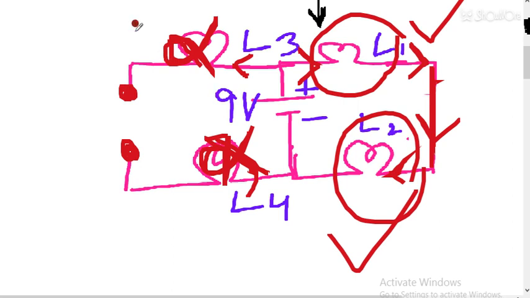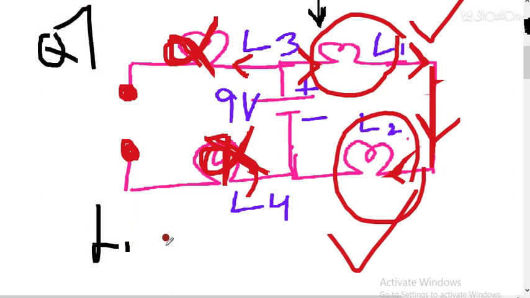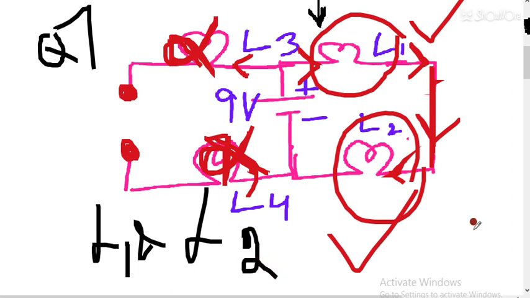So students, we have discussed question number 7. In question number 7, L1 and L2 will glow, and L3 and L4 will not glow.